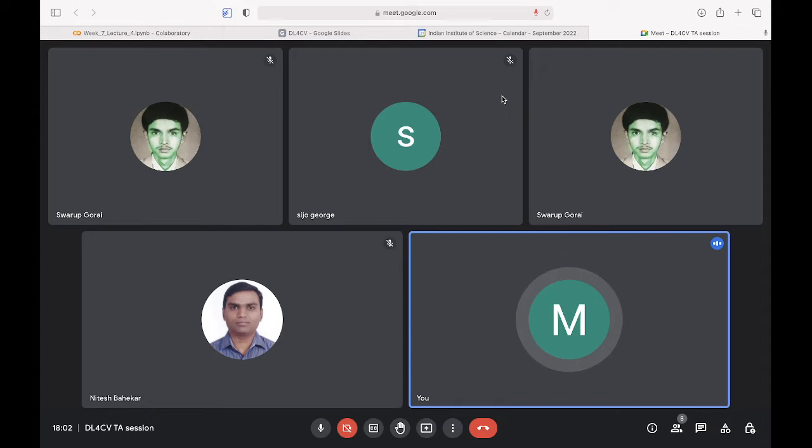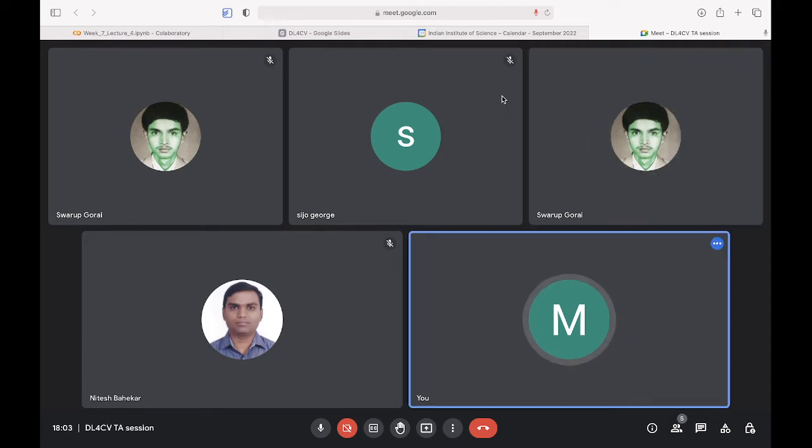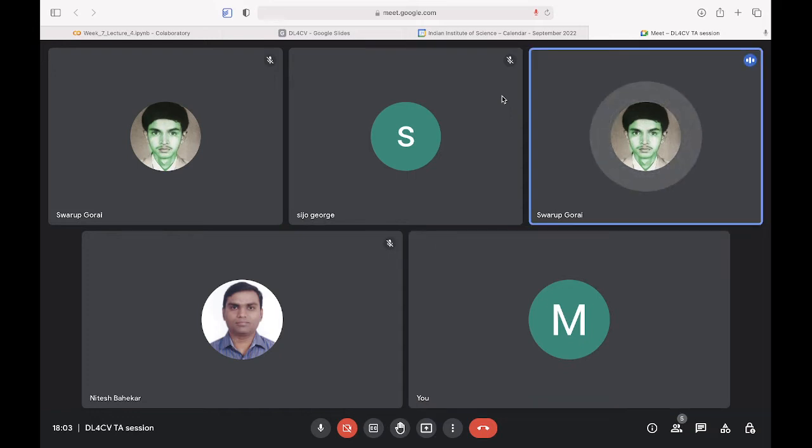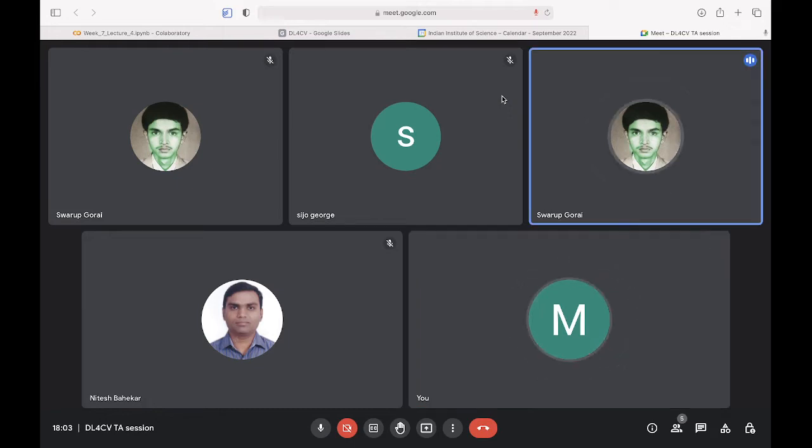So the gradient you are getting is at what stage, like after the ReLU one? Sorry, I could not really. Before the ReLU. And there's a convolution happening, which is the output. So with respect to that convolution weights, you have to get the gradients.